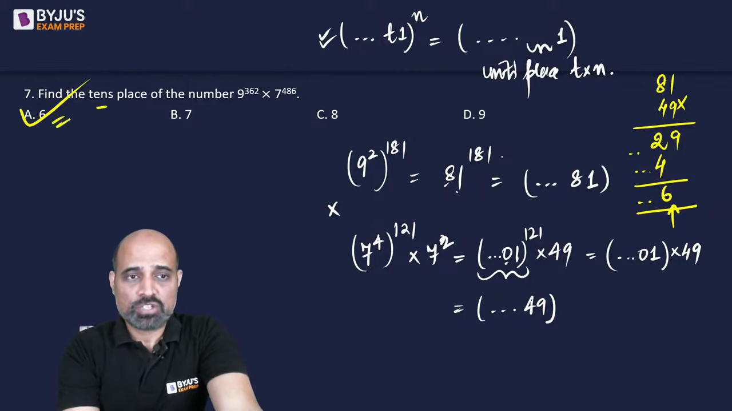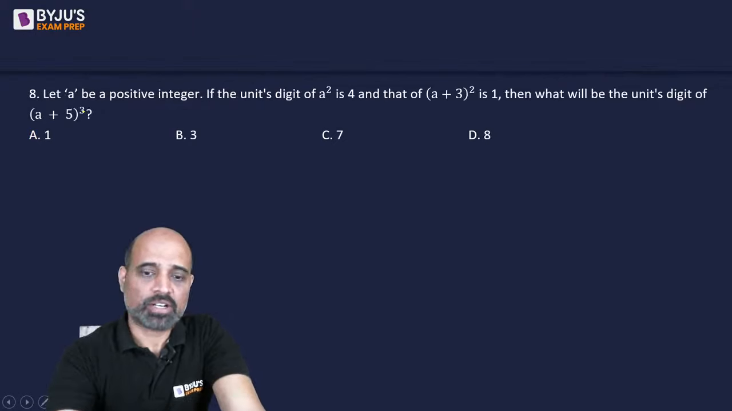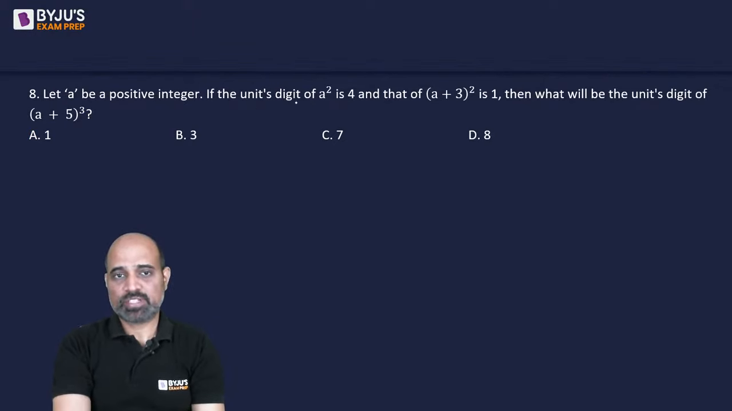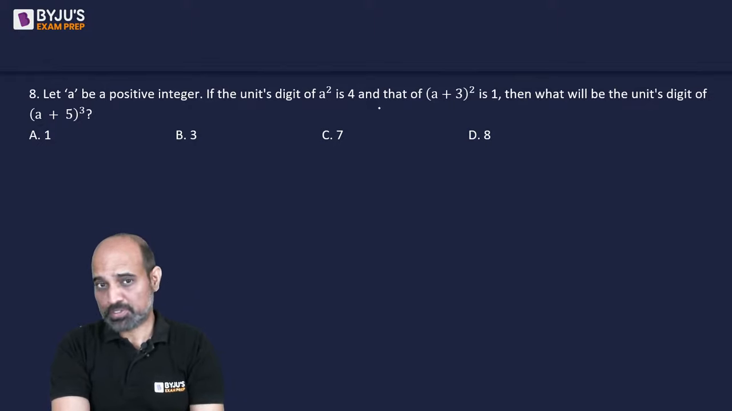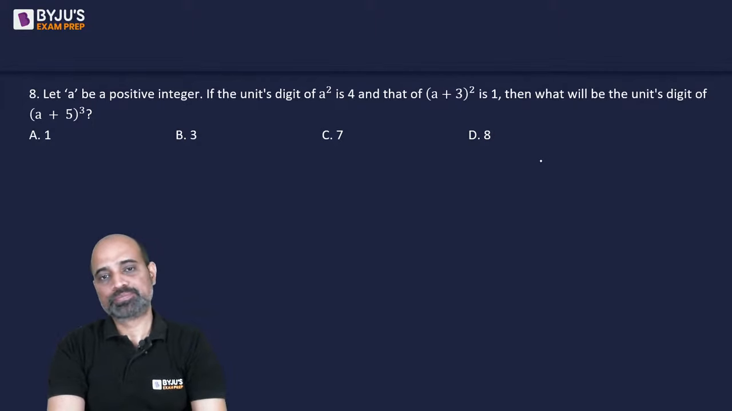Okay. So the answer is going to be A, 6. Okay. Next, let A be a positive integer. If the units digit of A square is 4 and that of A plus 3 whole square is 1, then what will be the units digit of A plus 5 whole cubed?